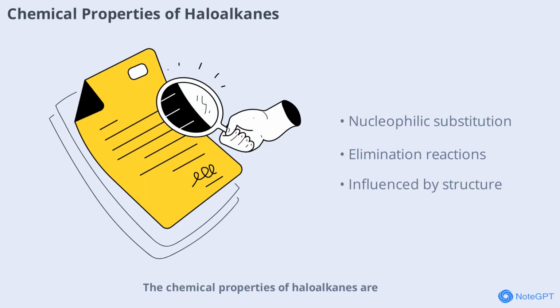Chemical properties of haloalkanes are largely determined by the polar carbon-halogen bond. This bond makes them susceptible to nucleophilic substitution and elimination reactions. Nucleophiles, such as hydroxide ions, can attack the carbon atom, replacing the halogen. Alternatively, elimination reactions can occur, resulting in the formation of alkenes. The type of halogen and the structure of the haloalkane influence which reaction pathway is favored.